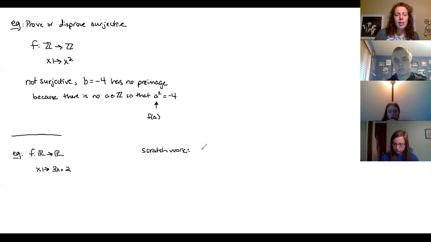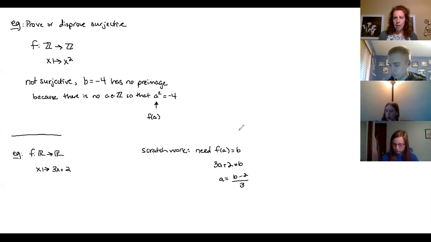So here's what we would need. We would need f of a to equal b, right? That's our requirement. Or in other words, we would need 3a plus 2 to equal b. That's my f of a in this case, right? 3a plus 2 equals b. If I solve for a, I would need a to be (b minus 2) divided by 3. That's what I would need. Everybody clear on why that's what I would need? I'm trying to find a preimage. Okay. Are there any problems with that?